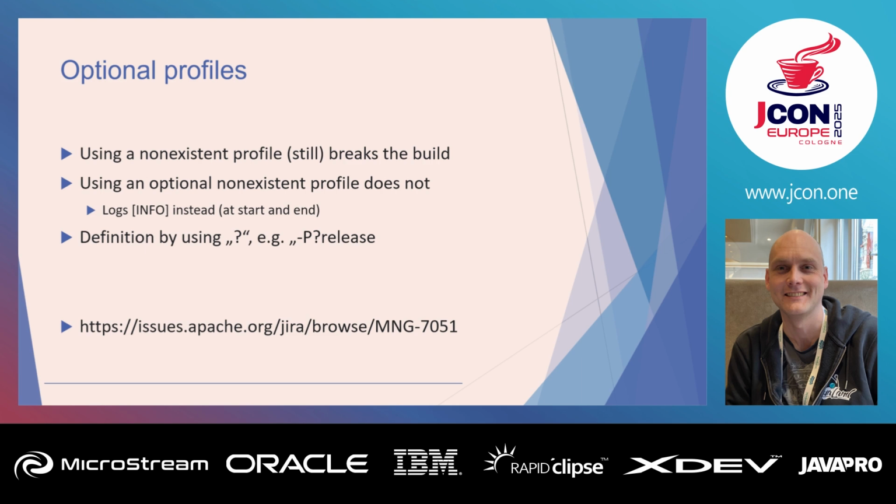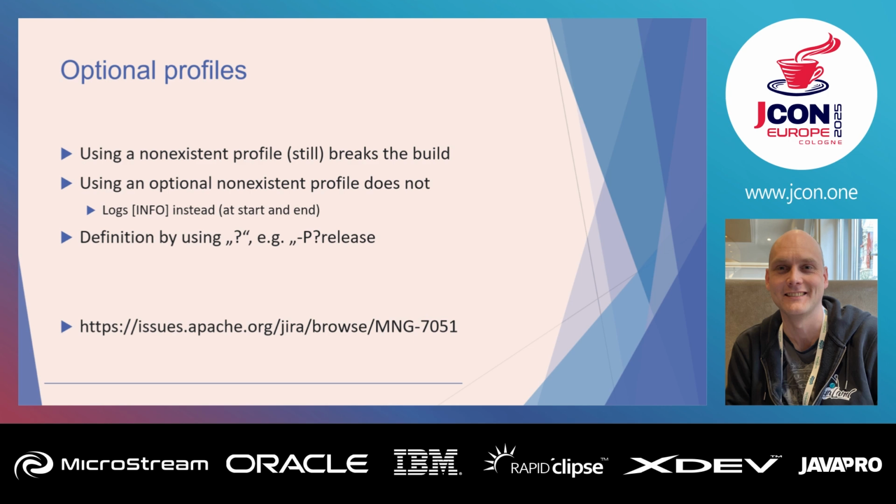I guess everyone knows what profiles allow you to do. You can define project profiles like run my integration tests, which you only want to do for special purposes. But in Maven 3, when you run a profile which doesn't exist, the build fails. That doesn't change in Maven 4, but Maven 4 introduced the concept of optional profiles that don't fail the build, except that it prints two warnings at the start and the end that the profile doesn't exist. Don't ask me why at the start and the end, I have not figured it out yet. I think just for visibility.